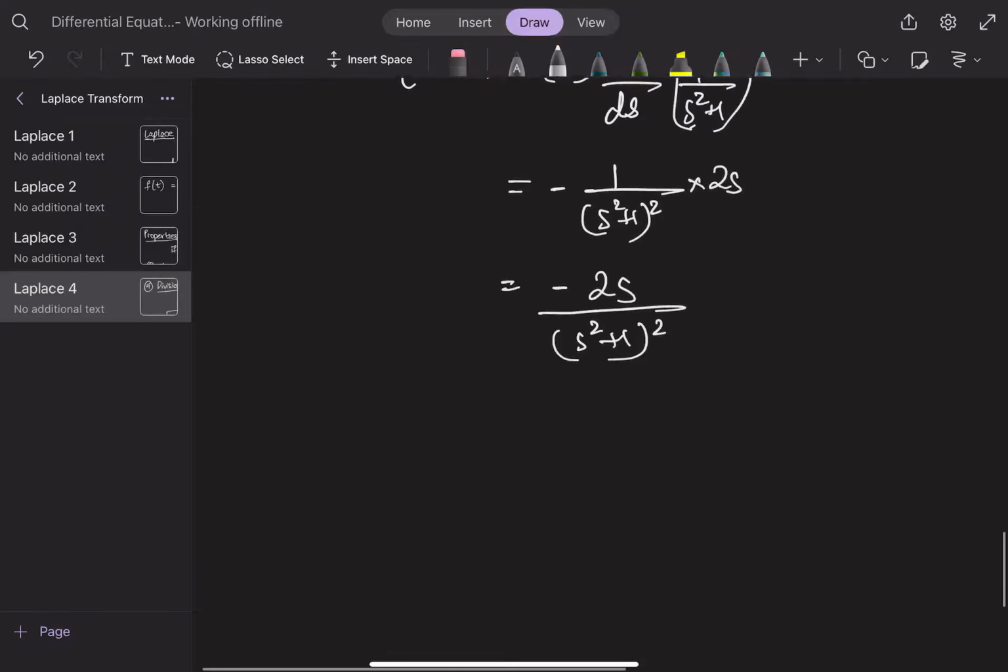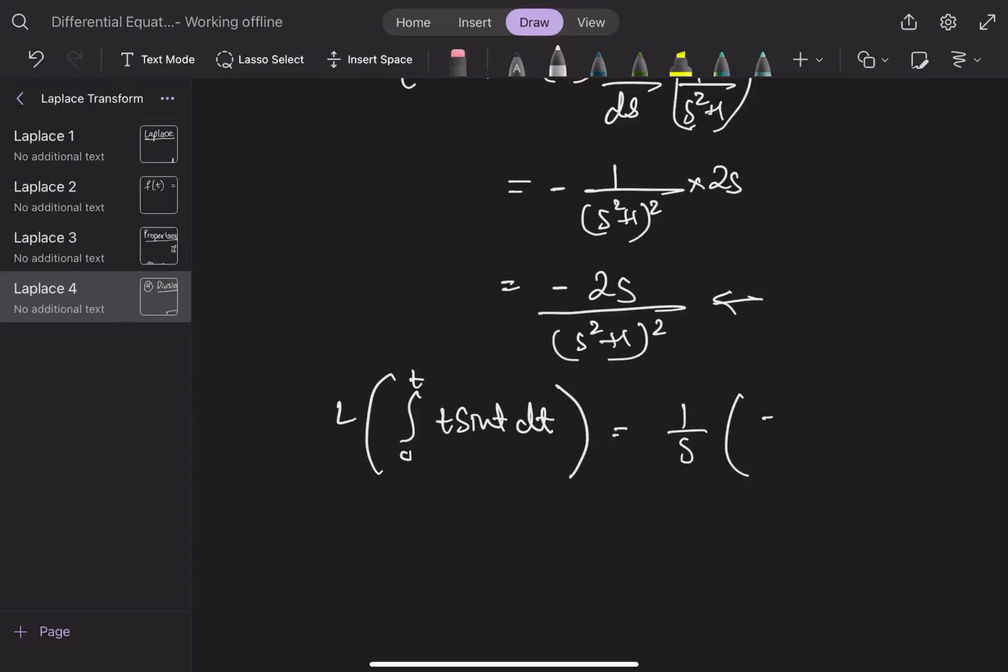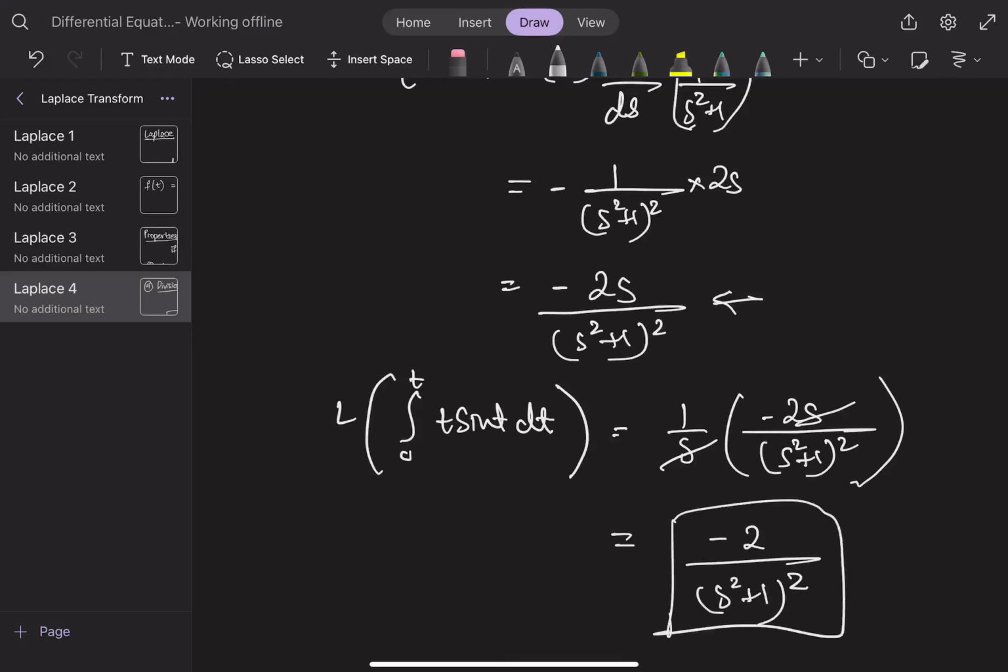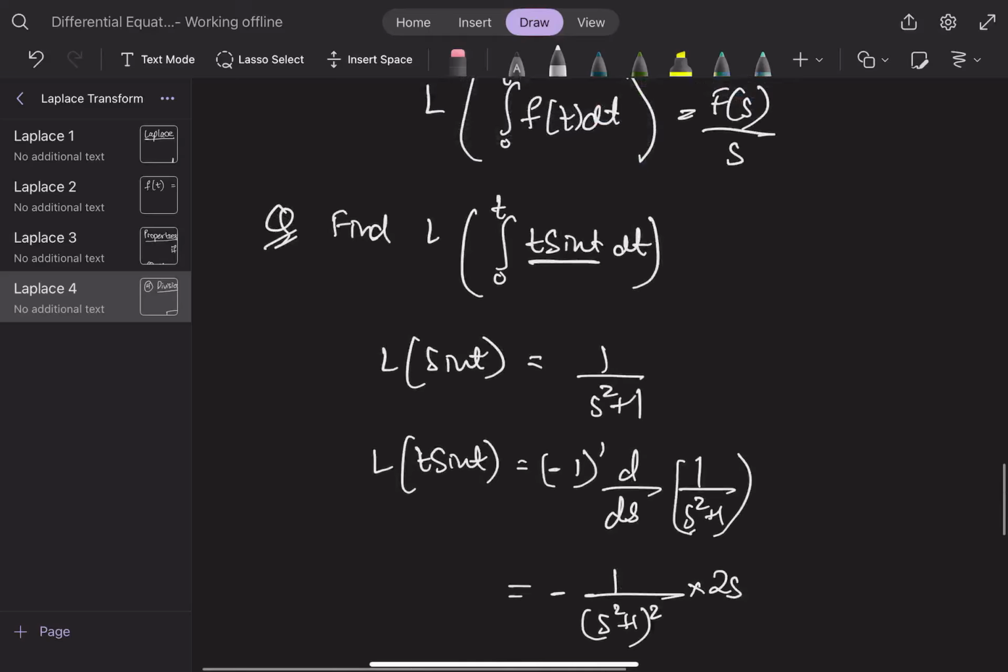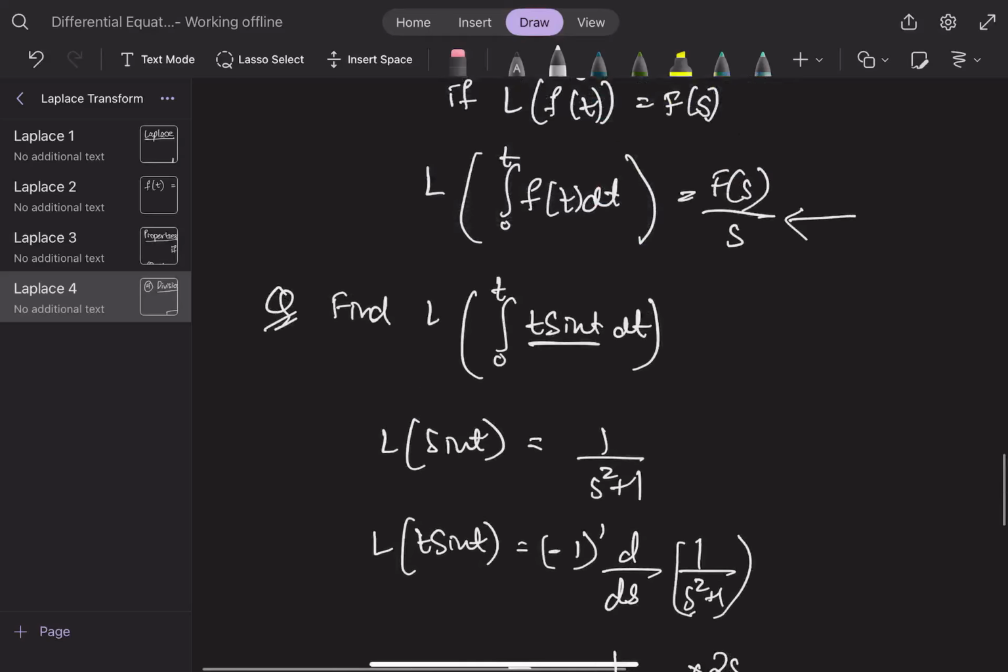So now you need Laplace of the integral from 0 to t of t sin t dt. This you just need to divide by s, so it becomes 1 by s times minus 2s over (s square plus 1) whole square. So s and s will get cancelled. Your answer is minus 2 divided by (s square plus 1) whole square. This is the answer. This is a very simple property. All you have to do is divide the answer by s.